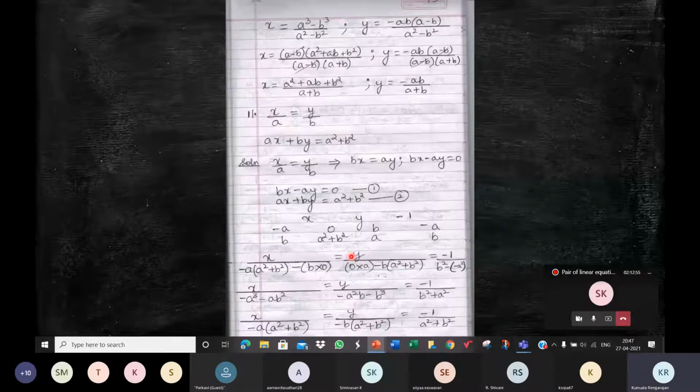You cannot argue 0 into A is 0. There's nothing there, then why should I put the minus sign? You should put the minus sign because the minus makes a difference there. So this product 0 into A is 0. Then this product B into A square plus B square, and then the minus sign in the middle there. Very important. Here, when you multiply this, B into 0. This minus doesn't make a difference.